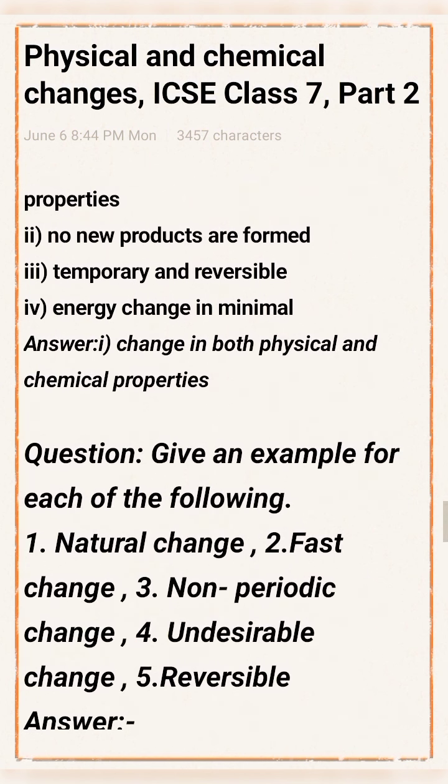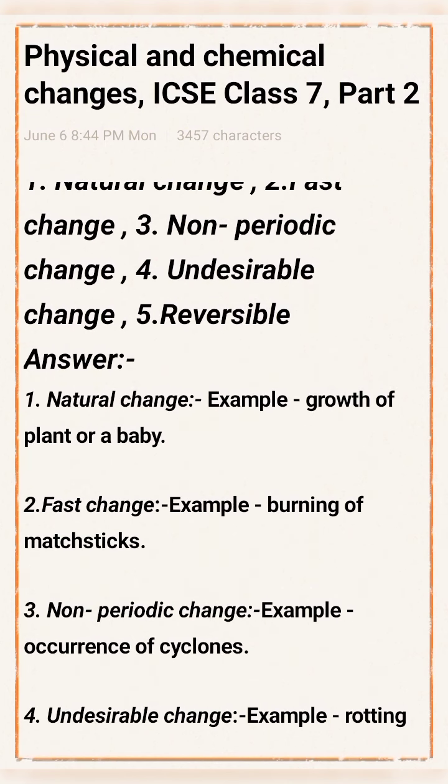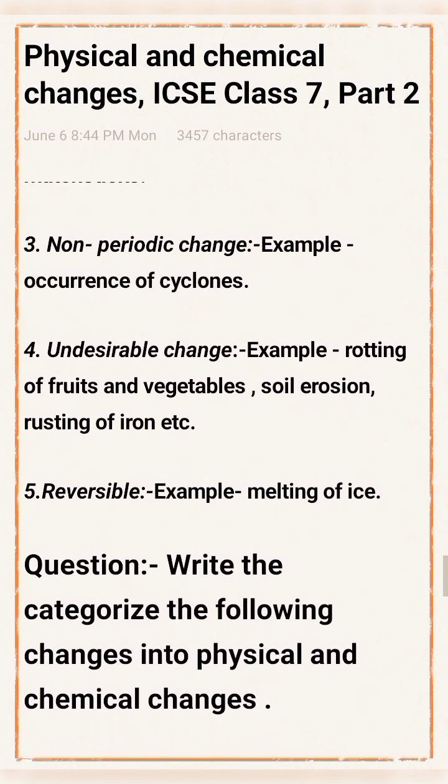Okay. Next question pattern: give an example for each of the following. Number 1, natural change. Example: growth of a plant or a baby. Example of a fast change: burning of a matchstick. Example of a non-periodic change: occurrence of a cyclone. Example of an undesirable change: rotting of fruits and vegetables, soil erosion, rusting of iron, etc. Example of a reversible change: melting of ice.